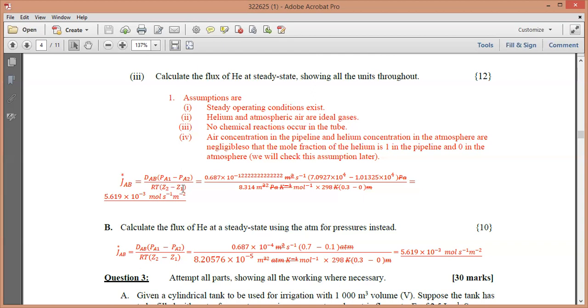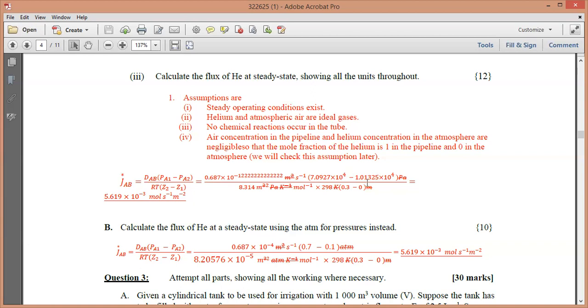So this is distance. Okay, so Z2 is 0.3. That's the length of the pipe. So Z2 will be 0.3, while the starting point will be 0 meters in Z1. Okay, so now placing that, this is the coefficient diffusivity, okay, multiplied by the partial pressure in Pascals. So remember, we converted this to Pascals in the earlier, the first two questions. So those are the values that you are picking for PA1 and PA2. We are not picking atmospheres. I hope I'm clear there.